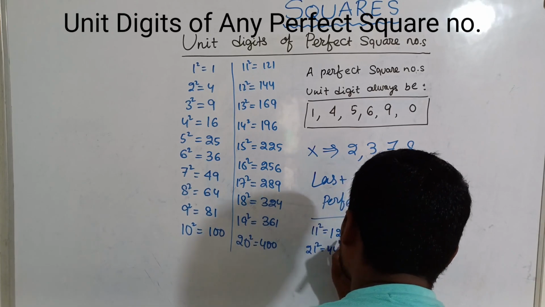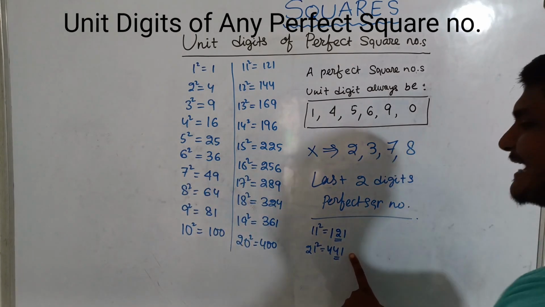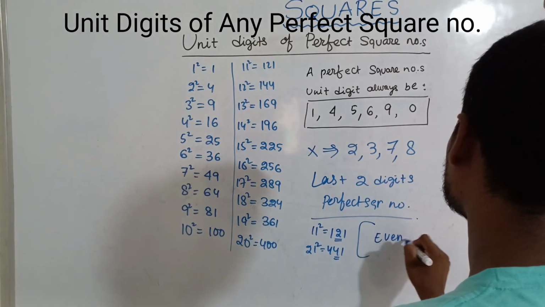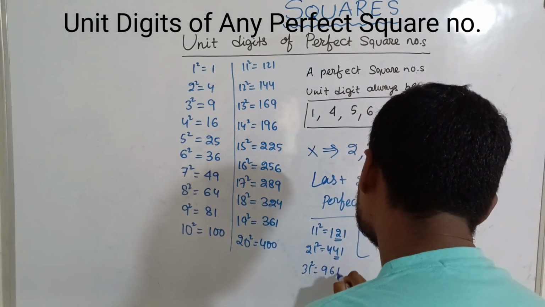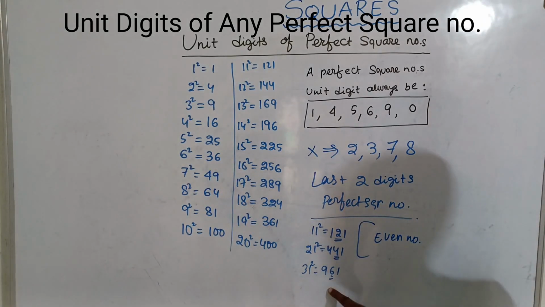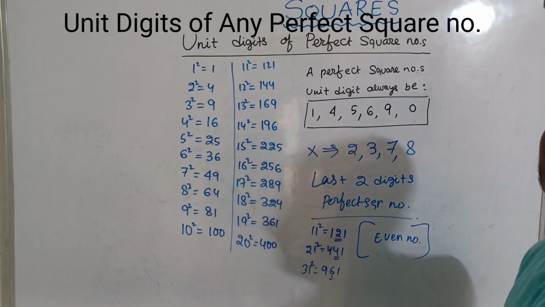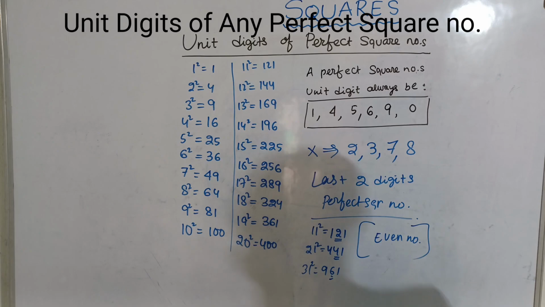Here observe carefully the tens place. If the unit digit is 1, the tens place is always an even number. So I can take 31 squared, which is 961. Here also the tens place is an even number. If the tens place is an odd number, then that is not a perfect square number.